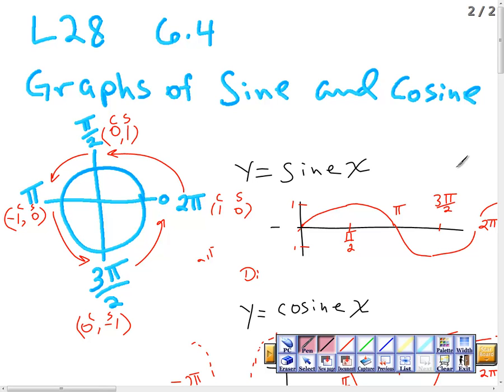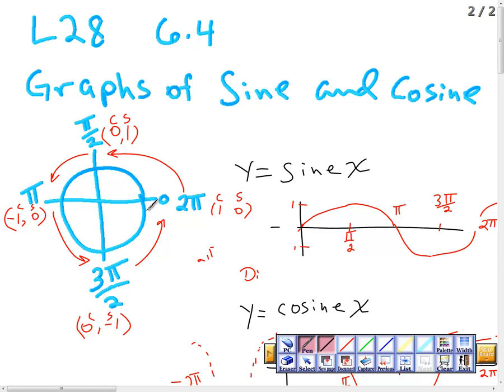Okay, this is MAT 175, lesson 28, section 6.4, graphs of sine and cosine. To start with, it helps to illustrate the relationship between our sine or cosine curves and the unit circle.